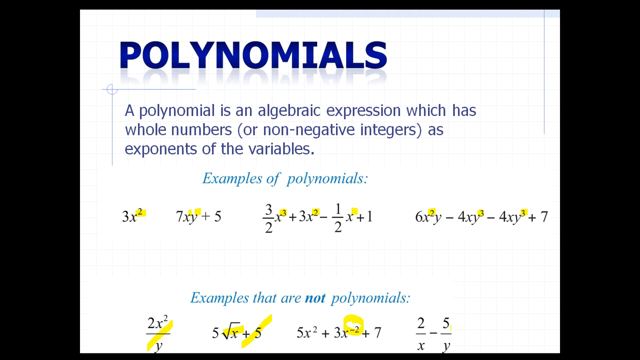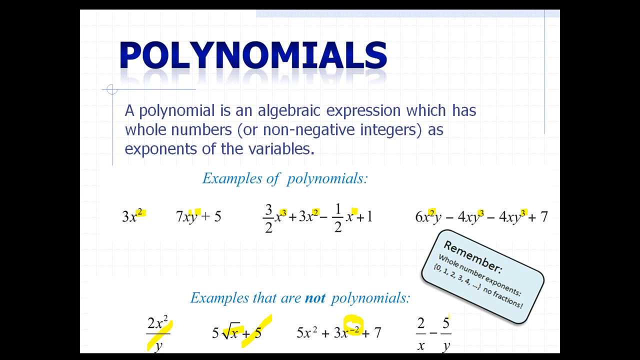And the fourth example can be written as 2x raised to the power negative 1 minus 5y raised to the power negative 1. So it is not a polynomial. Remember, whole number exponents should be a part of the polynomials and no fractions. So all polynomials are algebraic expressions, but all algebraic expressions are not polynomials.